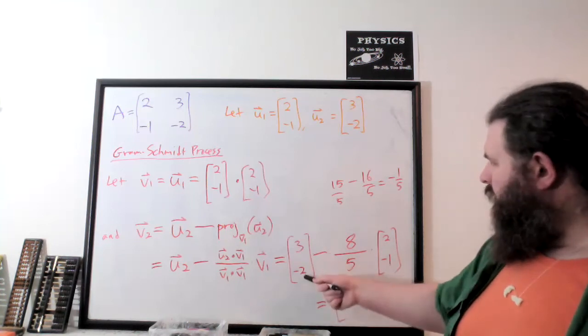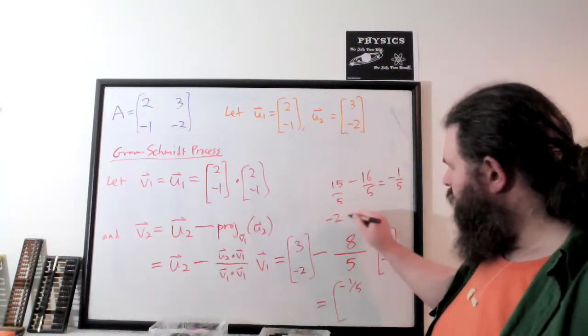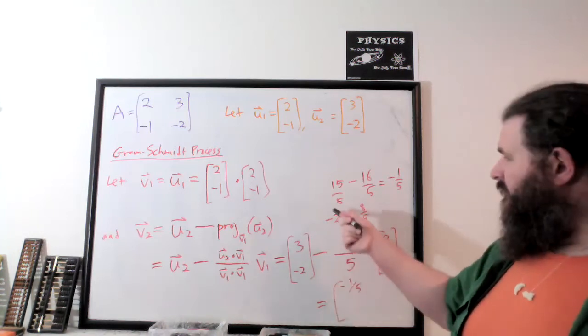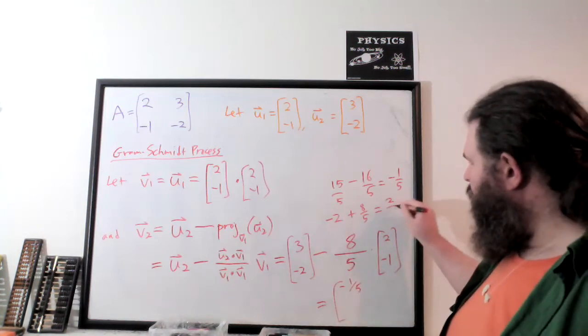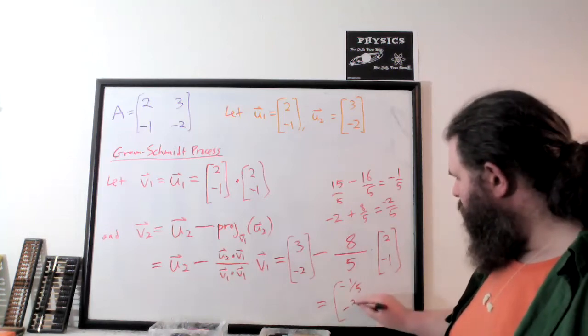And then -2 minus -8/5. So -2 plus 8/5. That's the same as -10/5 plus 8/5. So that's just -2/5.